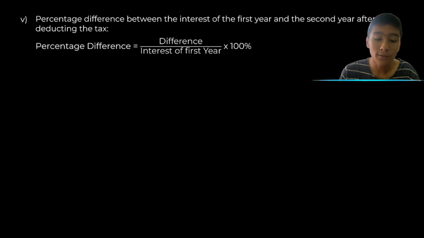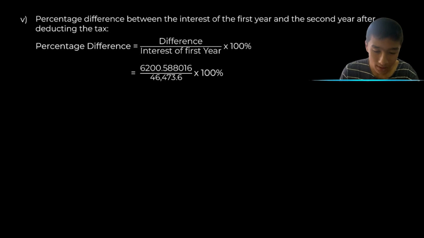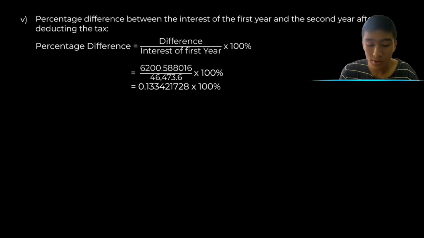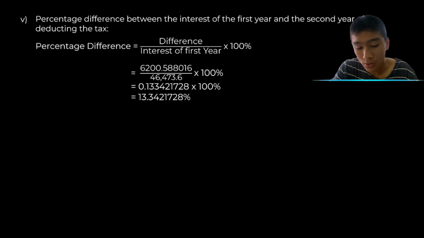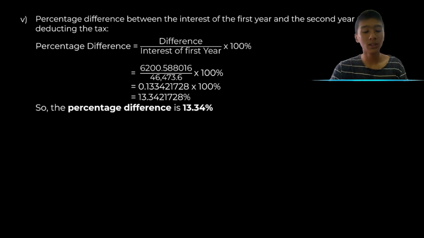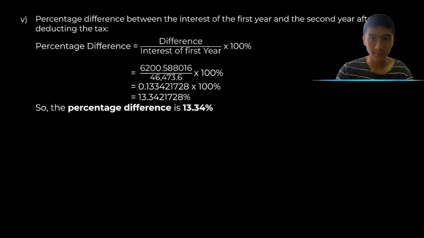For the fifth question, the percentage difference between the interest of the first year and the second year after deducting the tax. Percentage difference is equal to the difference divided by the interest of the first year, into 100%. 6,200.5882 divided by 46,473.6 times 100%. 0.133421723 into 100%, which is 13.342178%. So the percentage difference is 13.34%. Thank you for watching.